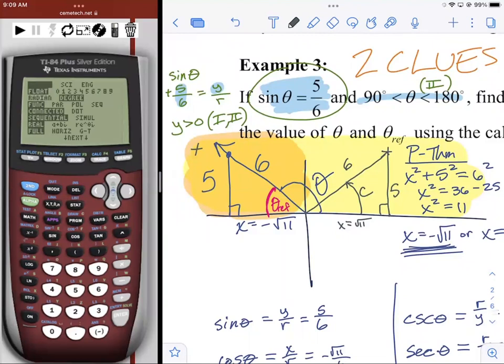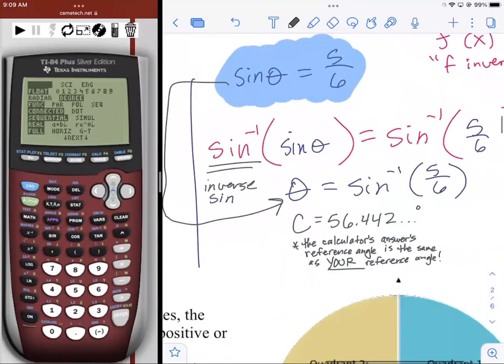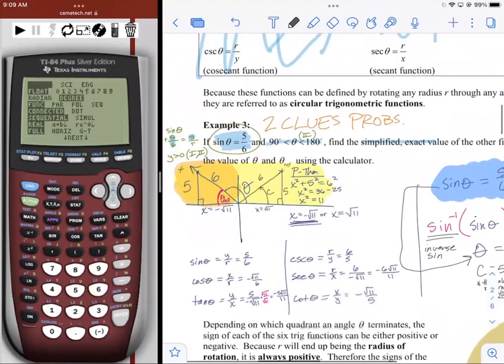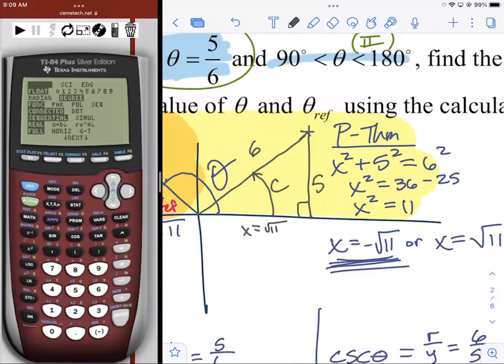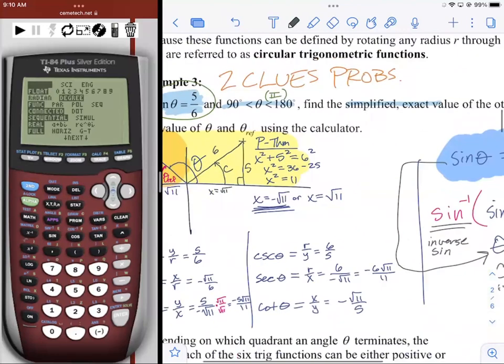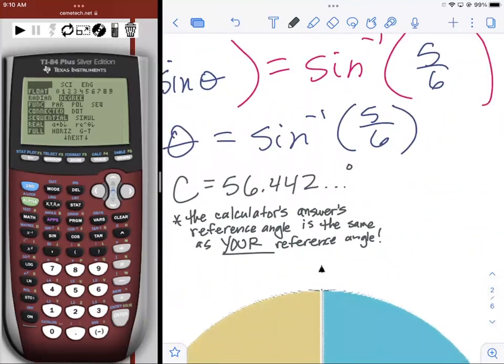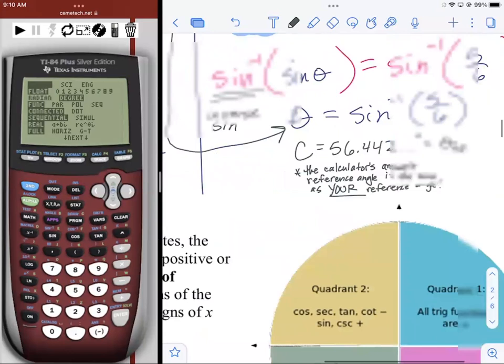So now that we have that plan, let's go ahead and find the reference angle of our calculator's answer. Okay, the calculator gave us 56.442. What is the reference angle of 56.442? 56.442, because it's already a quadrant 1 positive angle. So not only is this C the calculator's answer, but it's also theta ref. Okay, awesome. And so what does that mean? That means now we can find our angle theta.